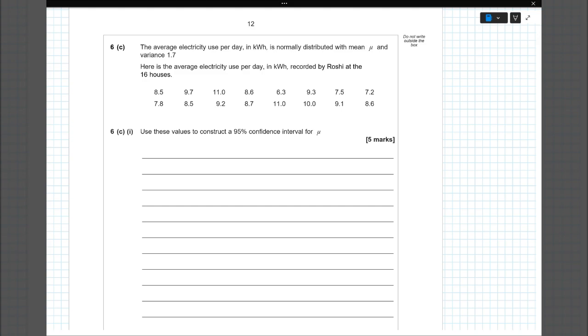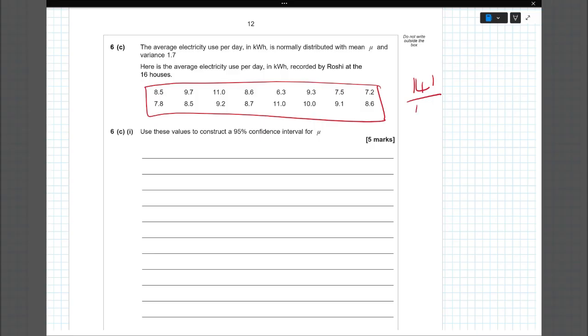So the first thing that I'm looking at doing is I'm going to find the mean. So adding up all of these 16 values and then dividing by 16, it's 141 over 16, which gives me 8.8125. Now, if you struggle with these confidence interval levels, do just get the mean, so that you're able to at least pick up 1 mark. Now, the standard deviation is going to be the square root of the variance, which then gives you 1.304.